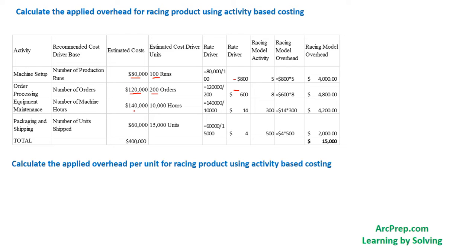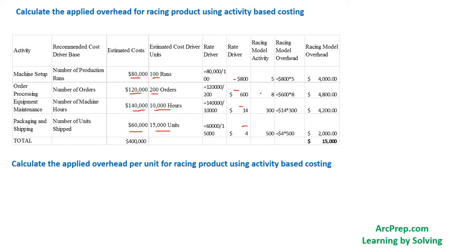For machine equipment, the estimated cost is $140,000, and the estimated hours for the year are 10,000. So it's $14 for each hour. And finally, for packaging and shipping, it's $60,000 for 15,000 units. So for each unit, we need to spend $4.